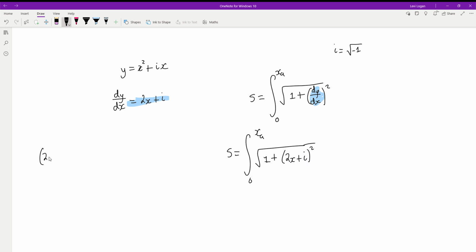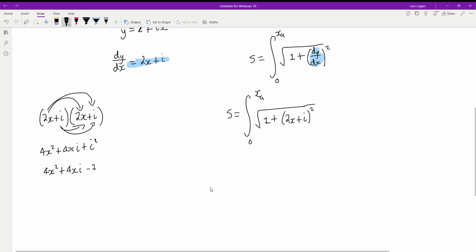If we have (2x + i) all squared, that's the same as (2x + i) multiplied by itself. So all we've got to do is first, outer, inner, last, so multiply these. What we get is 4x² + 4xi + i². Now, since i is the square root of negative 1, i² is just negative 1. So what we're left with is 4x² + 4xi - 1. Therefore we replace that in our integral here.